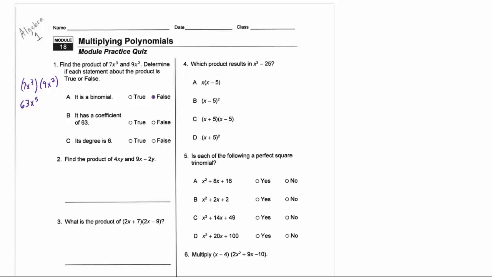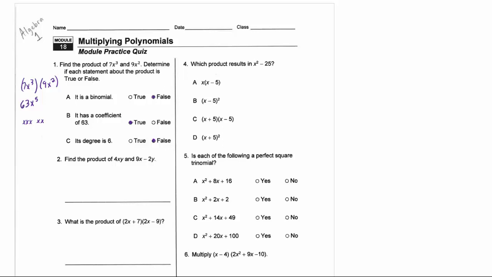B says it has a coefficient of 63. The number in front of our x to the fifth is its coefficient. So this is true. It is 63 because we have to do 7 times 9 to get 63. And C says its degree is 6. Degree is the word for the exponent that the x has. And so since I got x cubed and x squared, which together mean there are 5 x's, that would be false. It actually has a degree of 5, not 6.